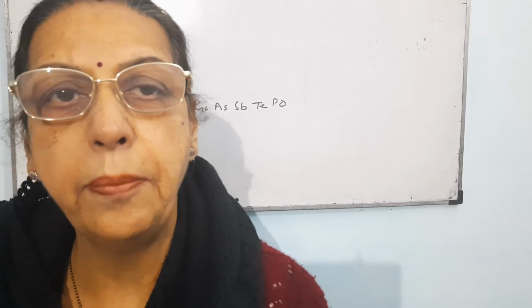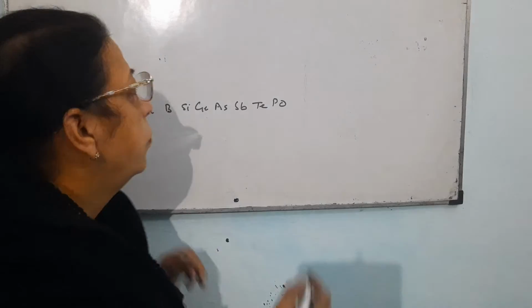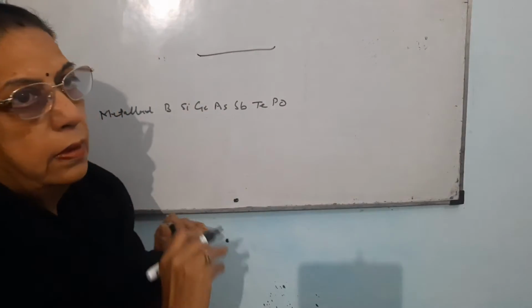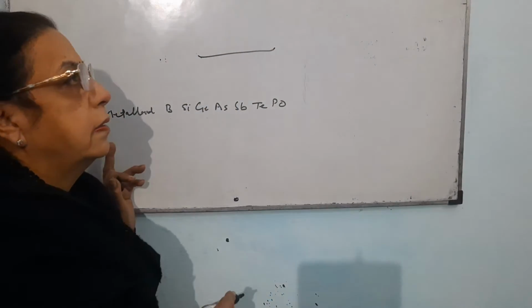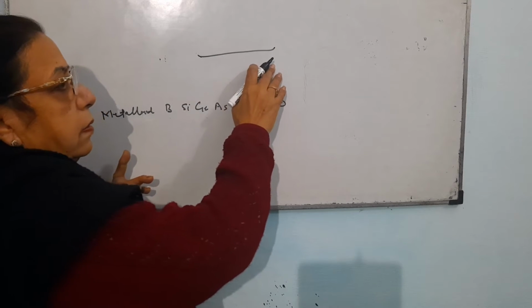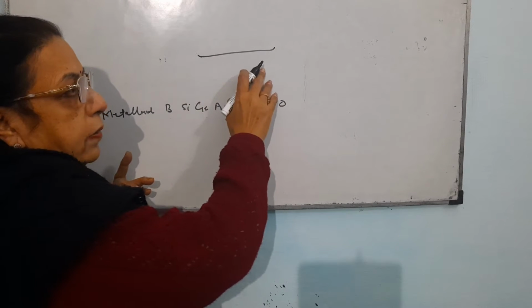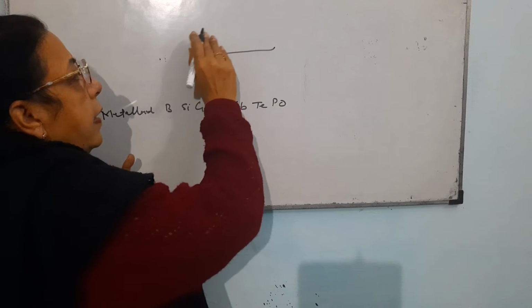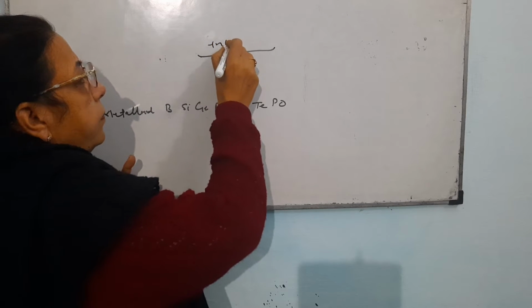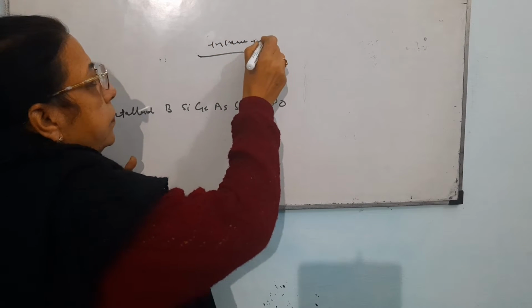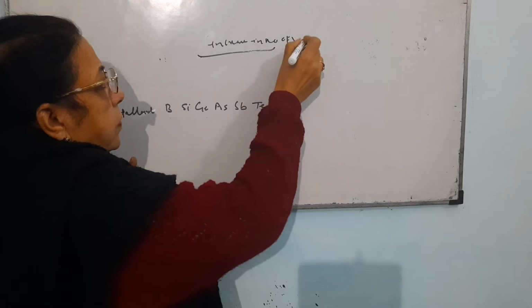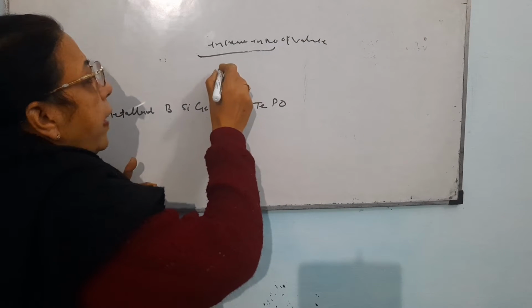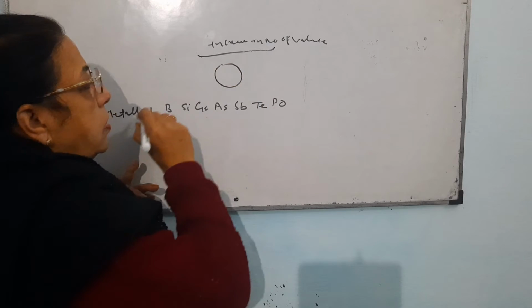As we move in a period from left to right, there is a variation in the number of valence electrons. Of course, there is an increase in the number of valence electrons. But all these valence electrons are present in the same shell.